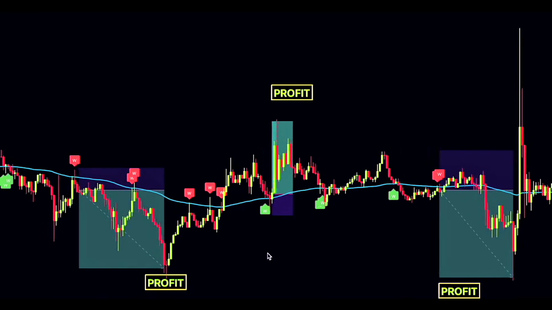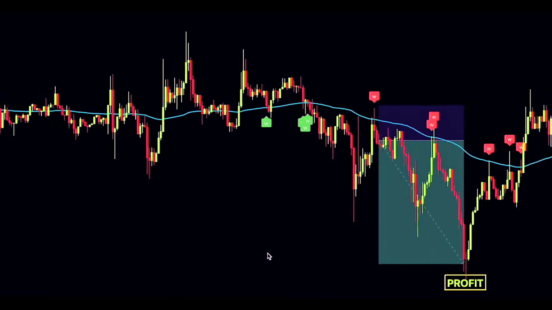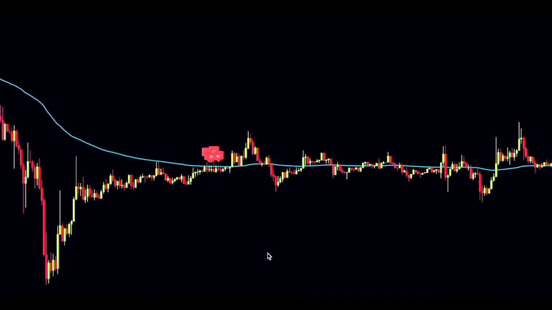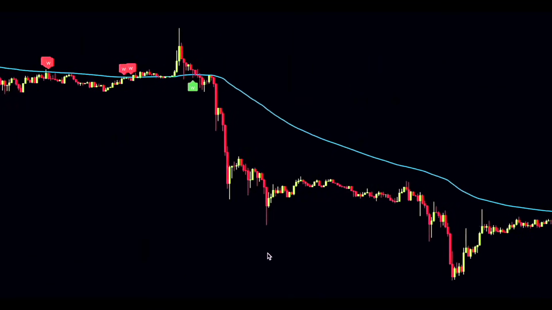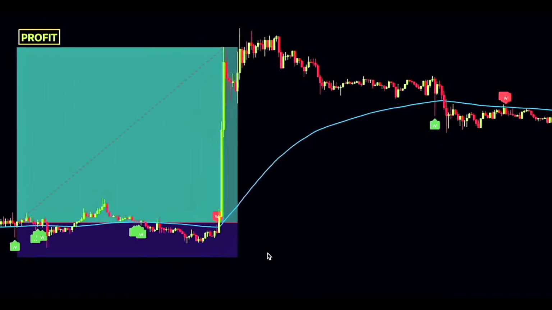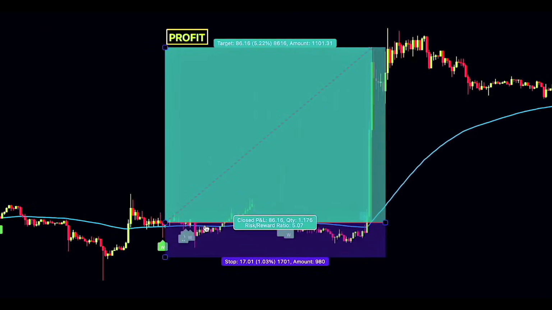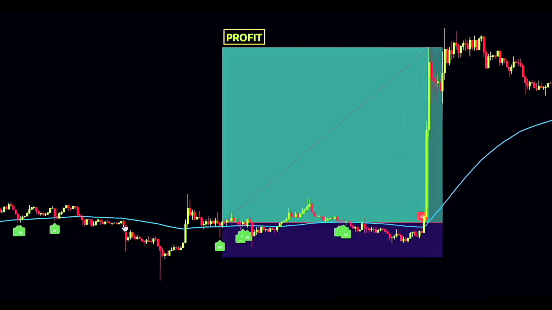In this quick tutorial, I'll walk us through how we can use this indicator and how to turn it into a clear, rules-based trading strategy that follows supply and demand concepts and the basic market dynamics.